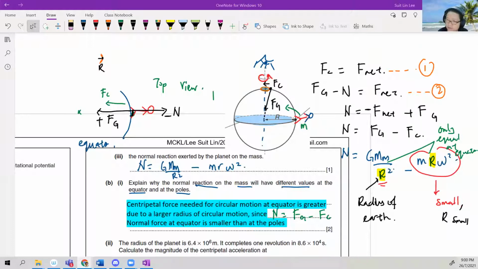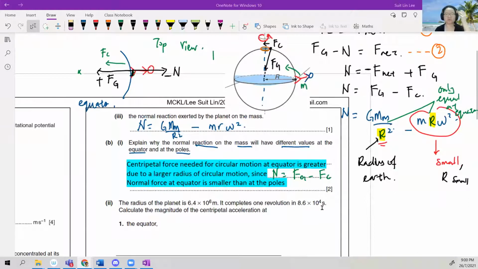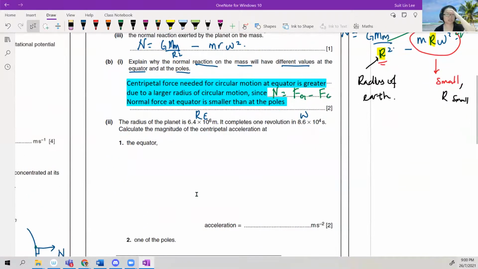Let's see. The radius of the planet. Okay, so now they give you all the values. Radius of the planet is this much. It completes one revolution in this much. Okay, so we have R, we have omega, R_E specifically. Calculate the magnitude of centripetal acceleration at the equator and at one of the poles.